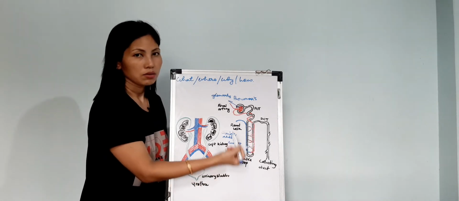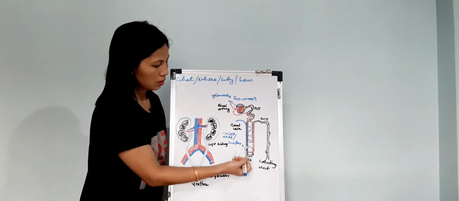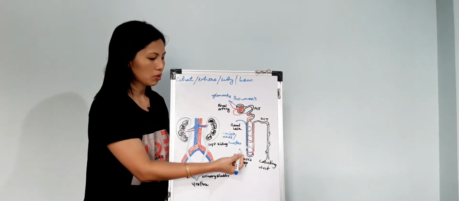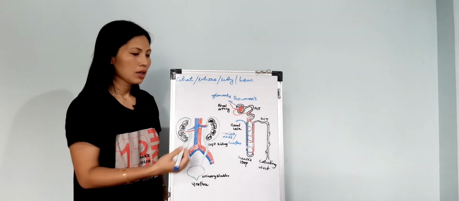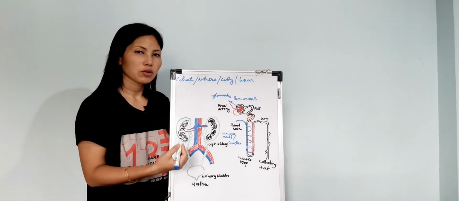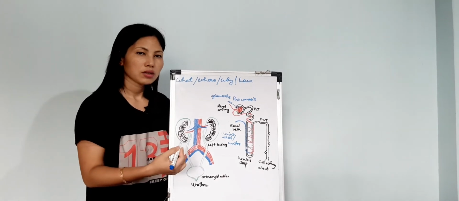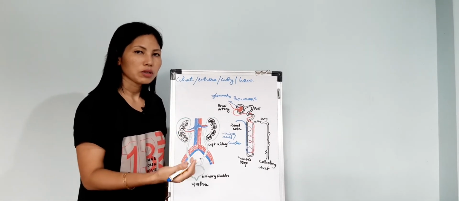also will be reabsorbed. So in this way, the amount of urine produced during the process of excretion depends on the amount of waste and also the amount of water present in the blood. So accordingly, the concentration of the urine will be determined.